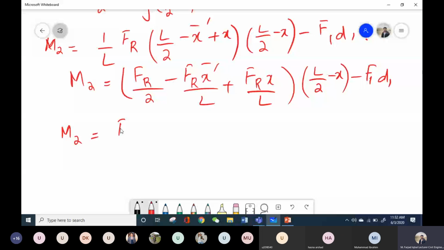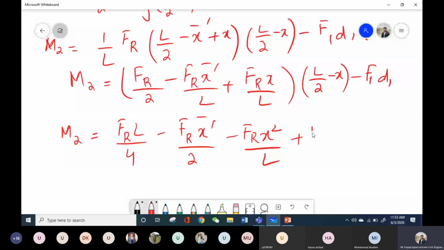FR L by 4 minus FR x bar dash over 2 minus FR x square over L plus FR x into x bar dash over L minus F1 d.